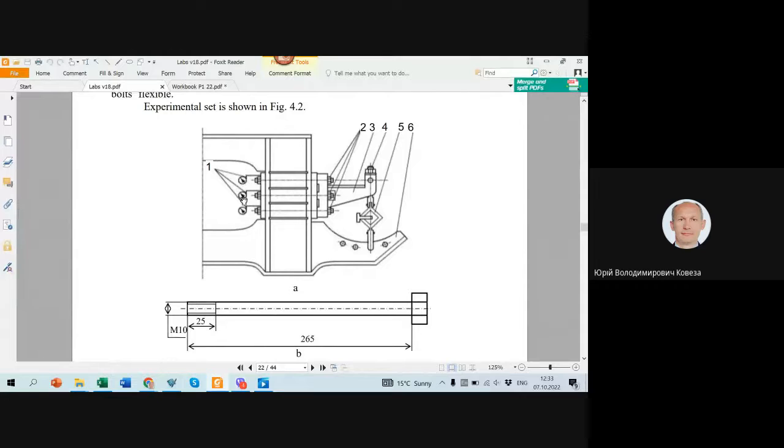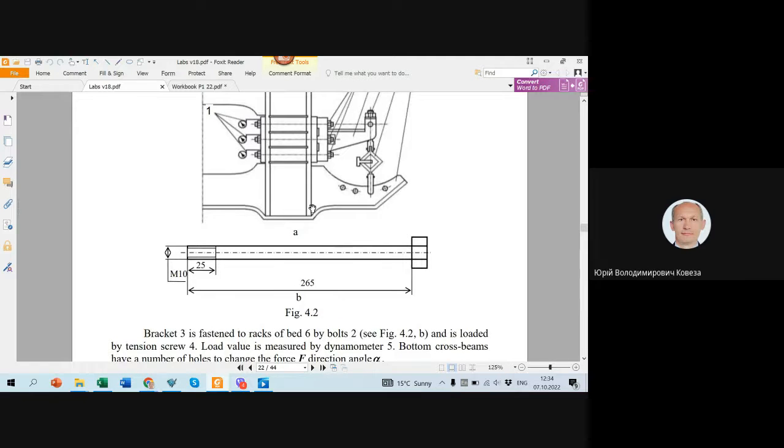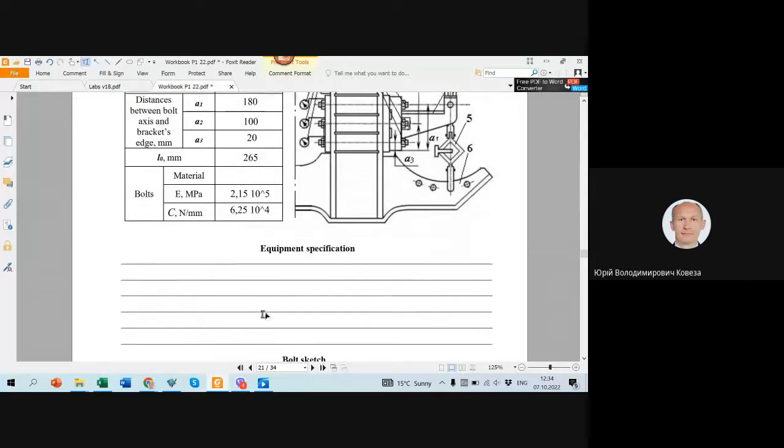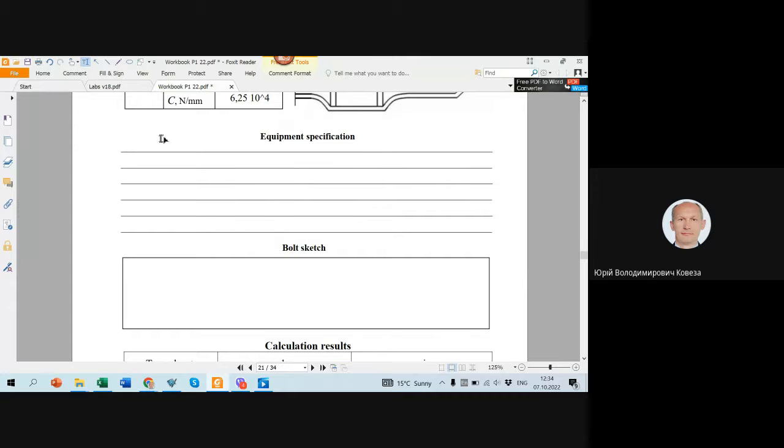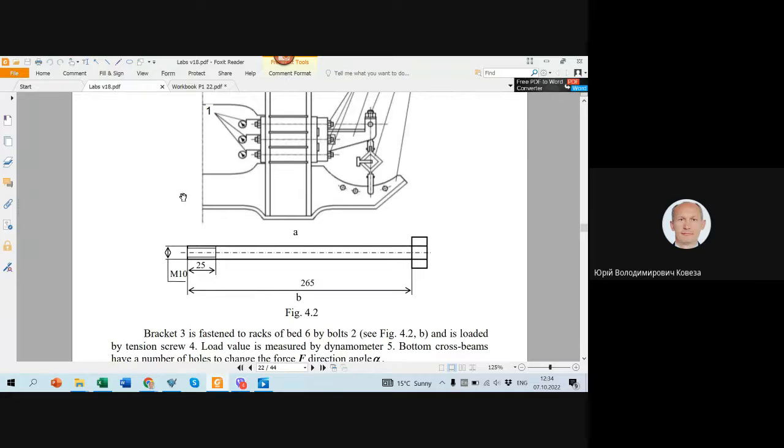One, indicators. Two, bolts. Three is bracket. Four, tensile screw. Five is the dynamometer, and rack or bed of frame, number 6. You should write here: Bolt sketch. This picture.